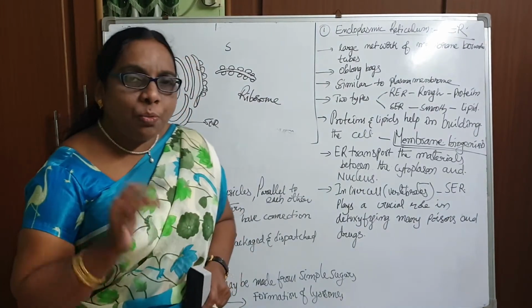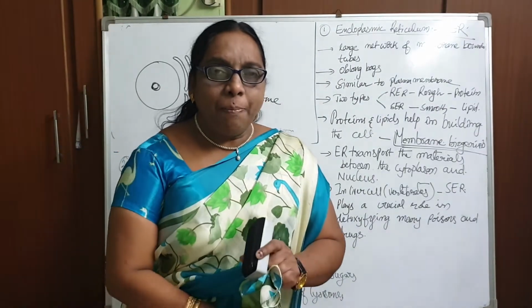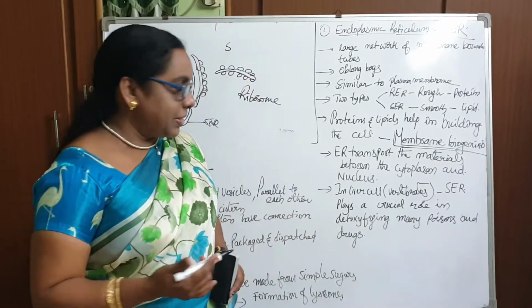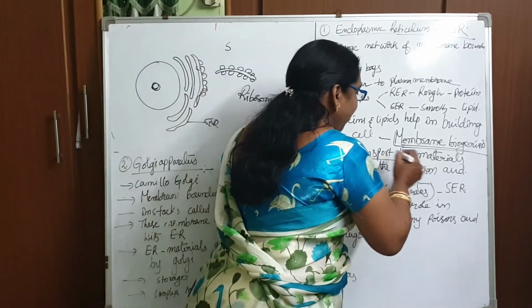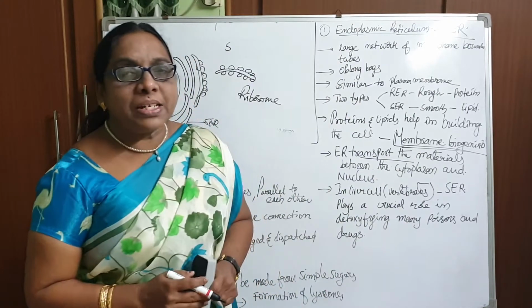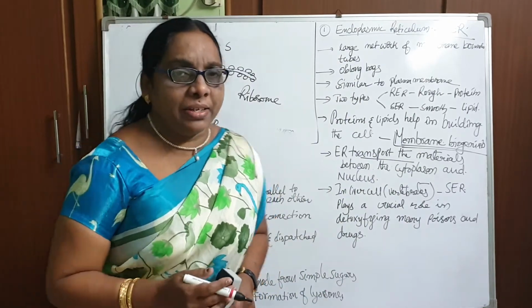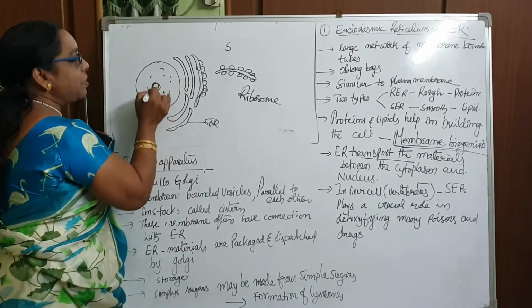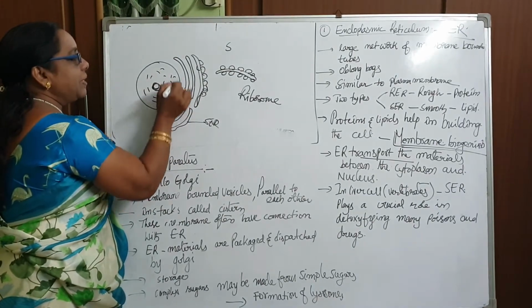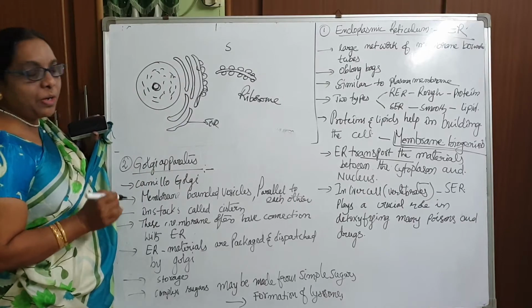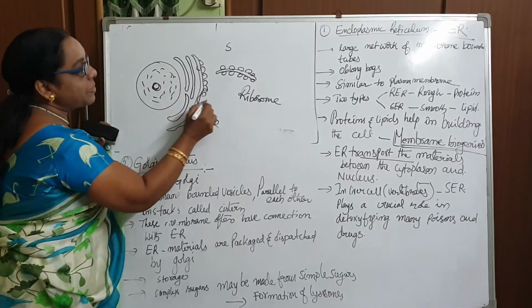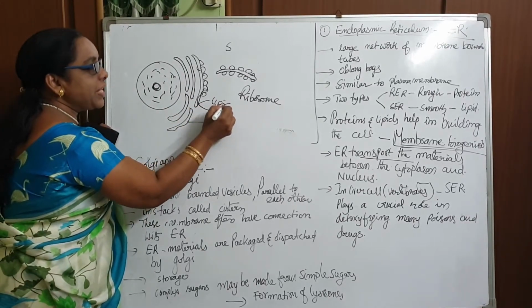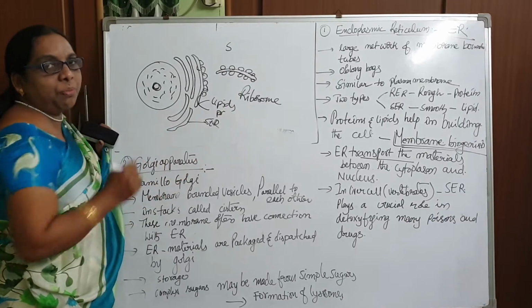Next one. What is another use of the endoplasmic reticulum? They help in the transport of materials. From where to where? As they are very close to the nucleus, and inside the nucleus we can see cytoplasm is present. These endoplasmic reticulums are producing lipids as well as proteins.